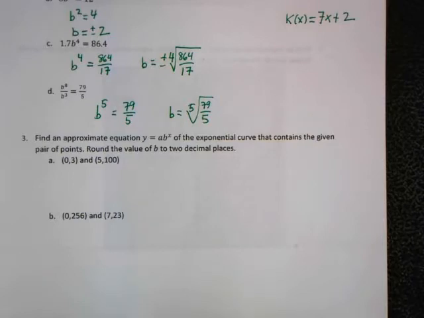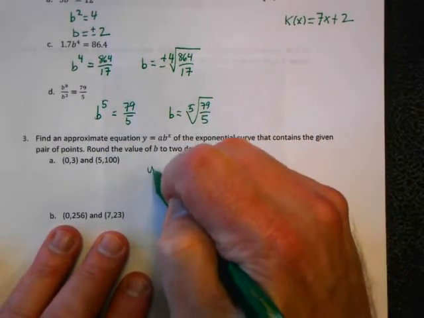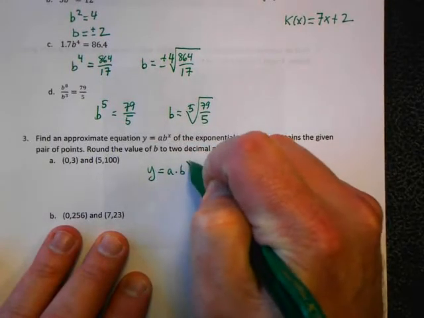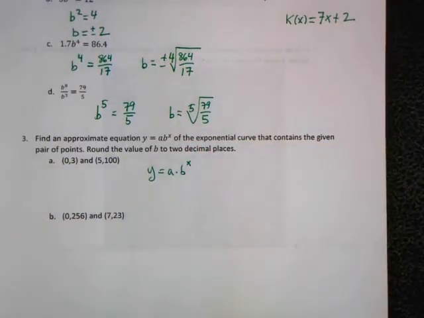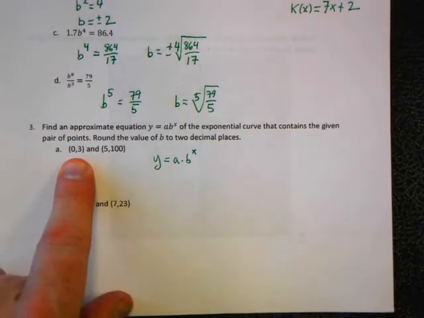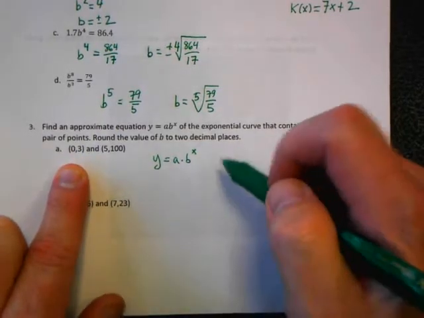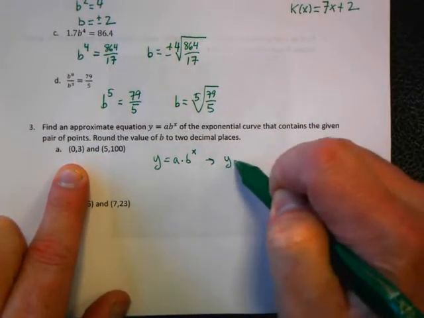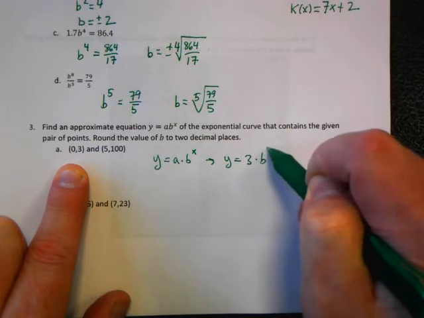Okay. y equals a times b to the x. Without doing any work at all, we should know the a number. What's the a number? 3. Why is the a number 3? Because it's the y-intercept, and the y-intercept is given right there, 0, 3. So I know I'm going to have y equals 3 times b to the x.